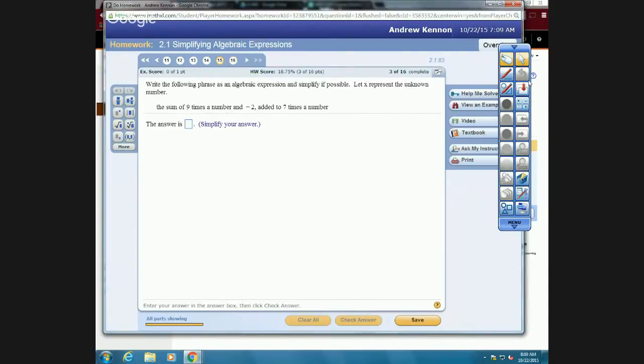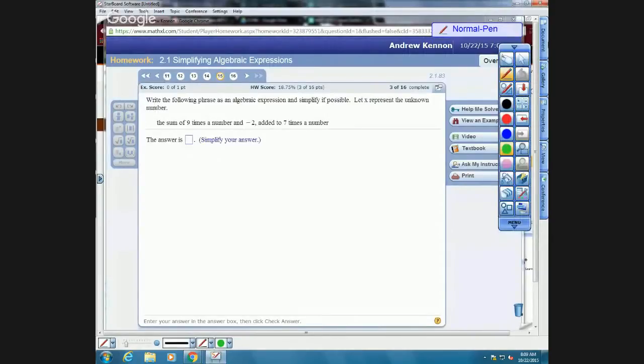Let's do one of these. Let's do this one. So here you're putting those together in words. So you have the sum of 9 times a number and negative 2 added to 7 times a number. So first of all, the sum means we are adding, right? 9 times a number, how do I write that? 9x and negative 2. So the sum of 9x and negative 2 would be what? Plus negative 2. What's a different way I could write that? 9x minus 2. So there's a sum of 9 times a number minus 2, added to 7 times a number. Okay, so you just break that into piece by piece.